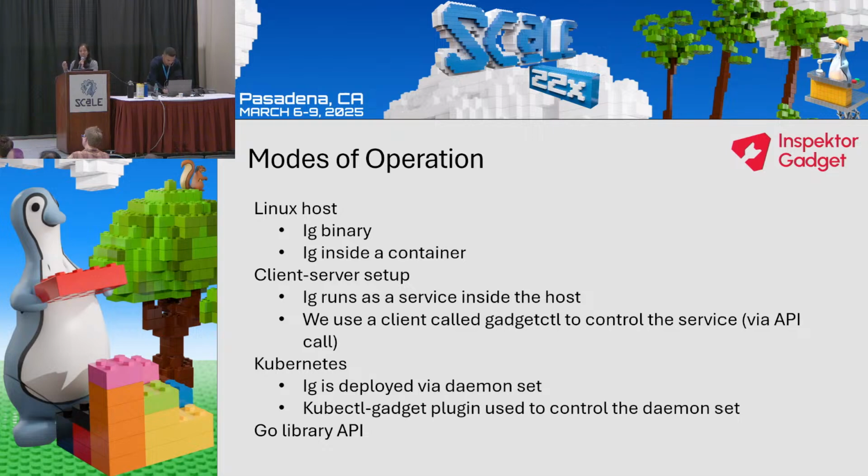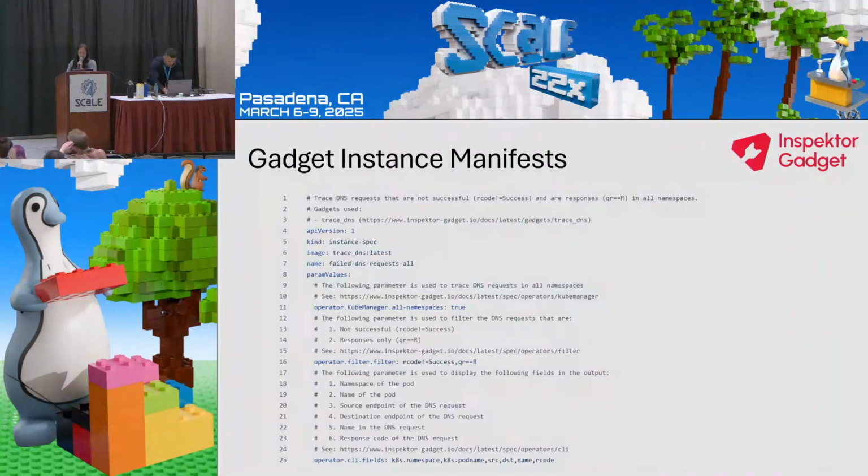So we put a gadget pod on each of the nodes, and we're able to run the gadgets via this daemon set and collect the information that you need from the Linux system and then map it to these higher level Kubernetes concepts. And we also have a Go library API.